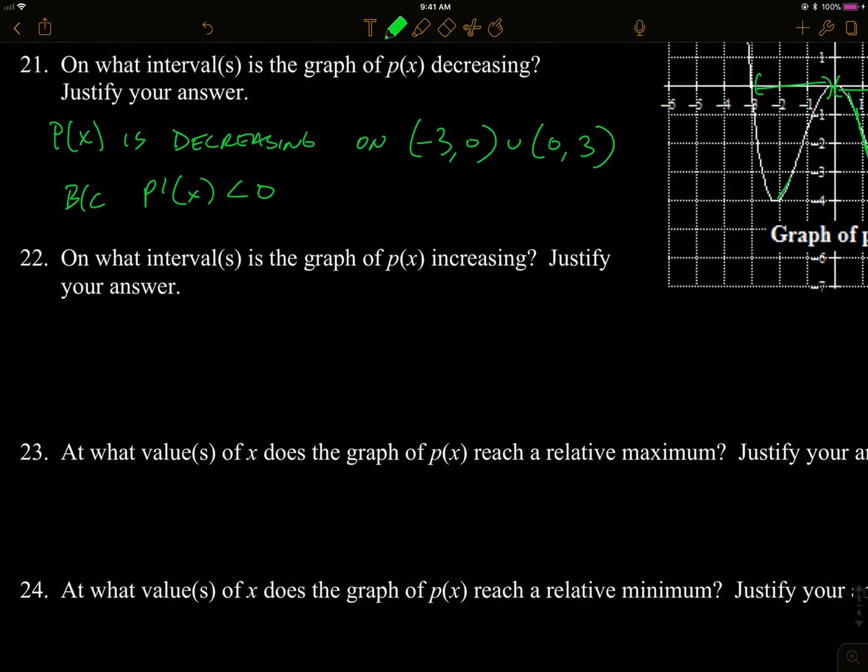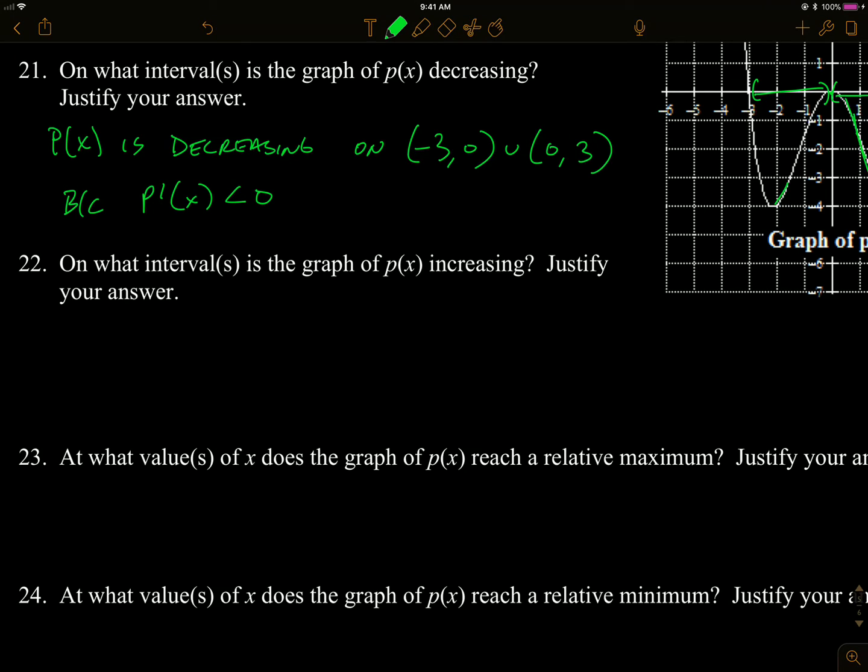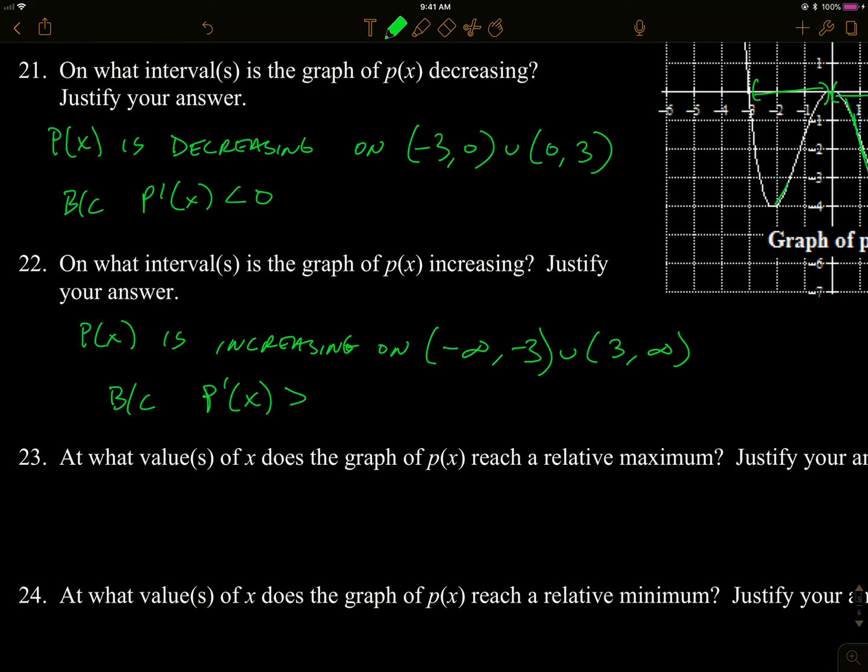Same is true for the next question. We're talking about increasing. So we're going to say p of x is increasing on the interval -∞ to -3 union 3 to infinity, because p prime of x is bigger than 0.